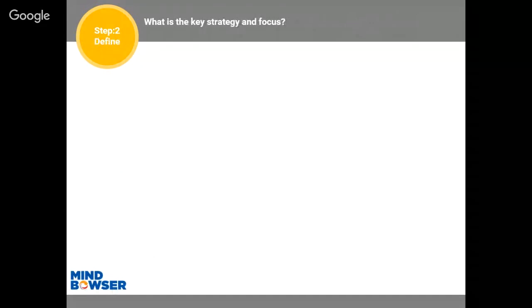Then once everybody is on the same page with the understand phase, the next part is to define. So what do we define here? We need to define what is the key strategy and focus. What are we going to focus on in this particular sprint? And not generally about the product, but just about this particular sprint.